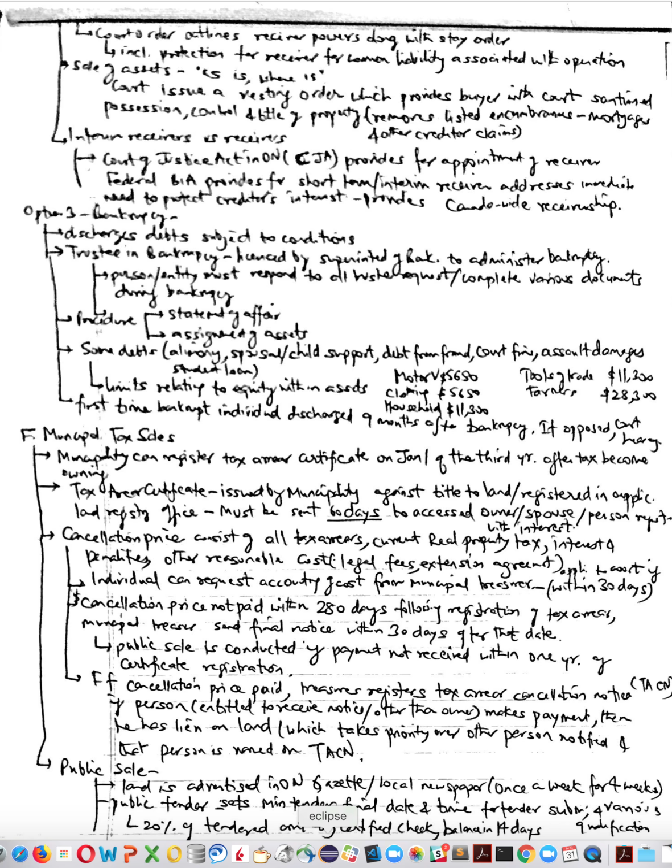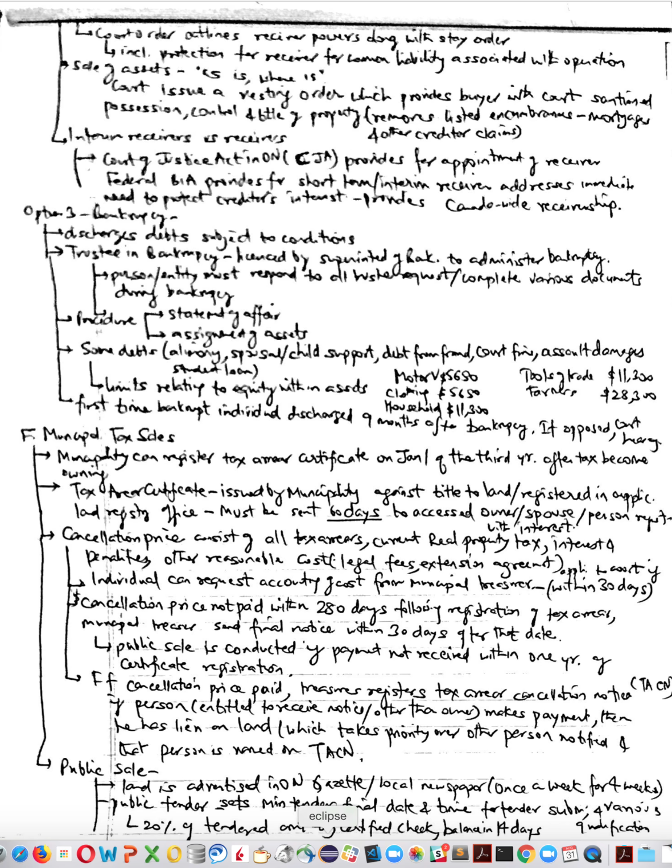If a person who is entitled to receive notice, other than the owner, makes such payment, he or she has a lien on the land which is priority over the interest of the persons notified, and the person is named on the tax area certificate and paid on the tax area cancellation certificate. This certificate is the conclusive proof of the payment.